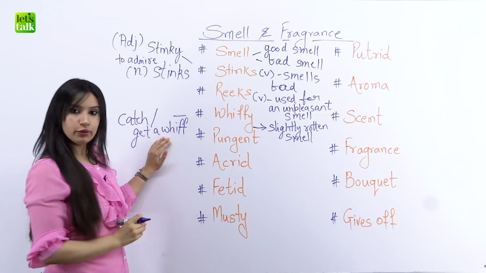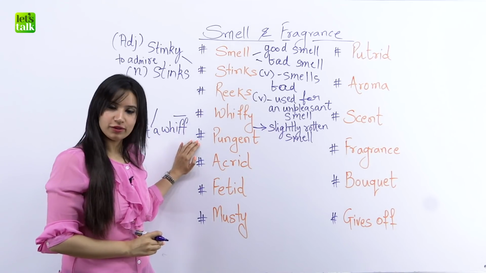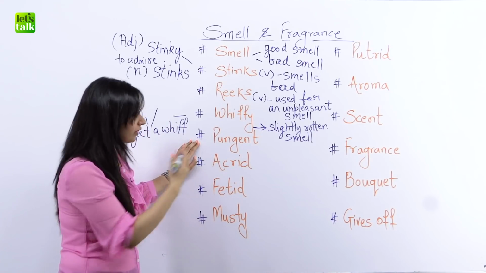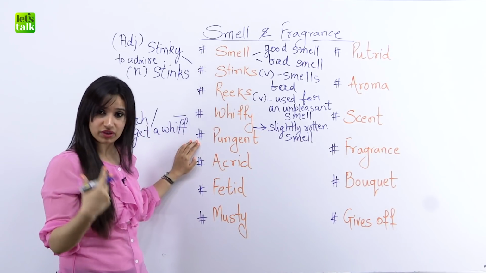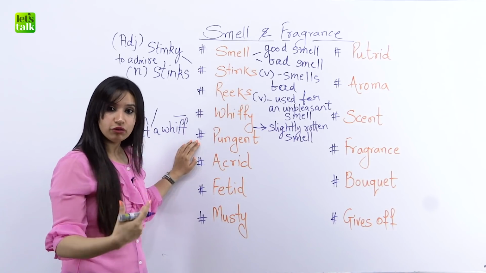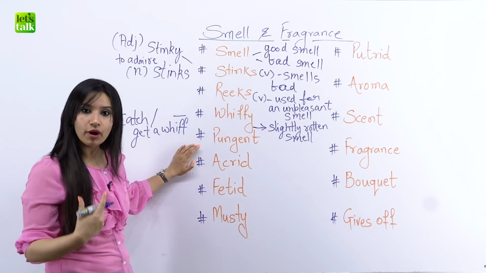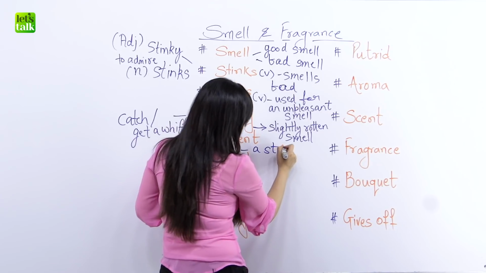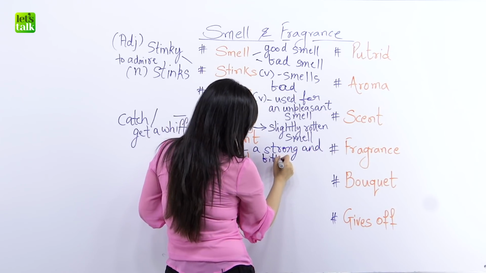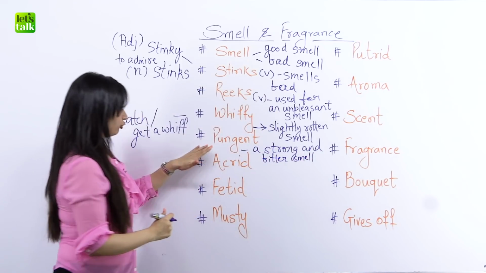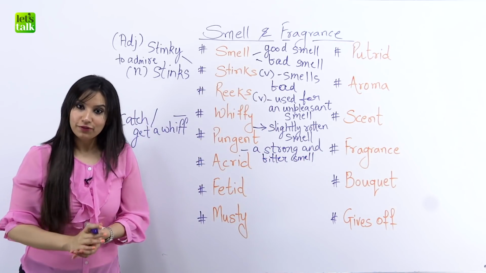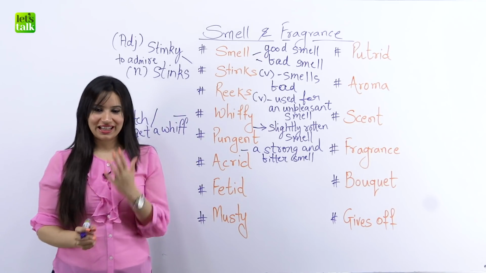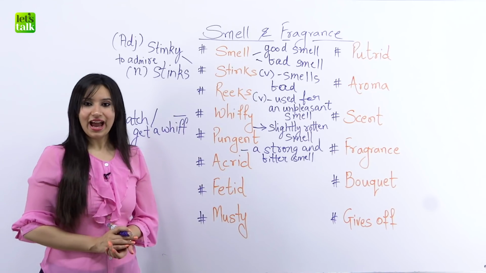Right. You could also use whiff with the word pungent. So pungent means a very strong and bitter smell. It's more than unpleasant. It's much more than unpleasant because it's bitter and it's very, very strong. So when you go to a fish market, you get a pungent whiff. So a strong and bitter smell. So you can use pungent and whiff together by saying that when I went to the fish market, I got a pungent whiff.